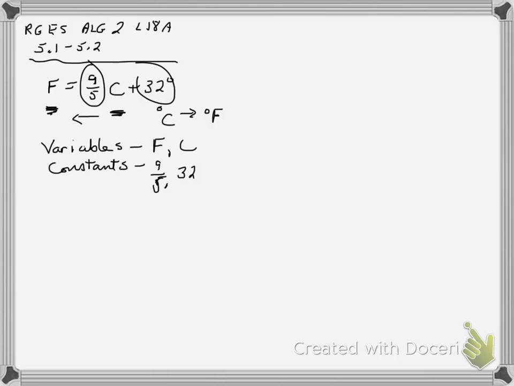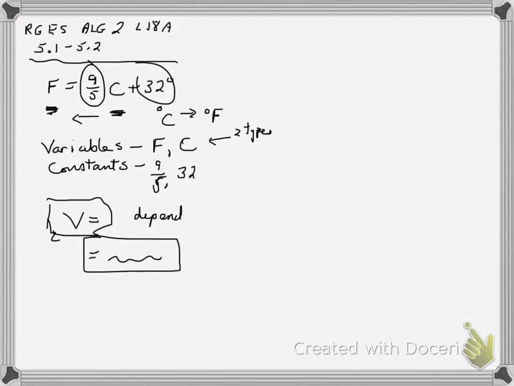But now we're going to divide our variables into two types, what we call the independent and the dependent. Wherever you have a variable equal, isolated by itself on the left-hand side, this is my dependent variable. The other ones on this side of the equation, where you have a variable, maybe several variables, are called my independent variables.